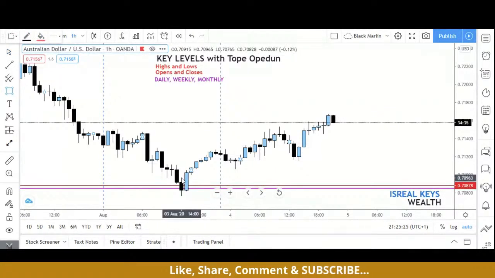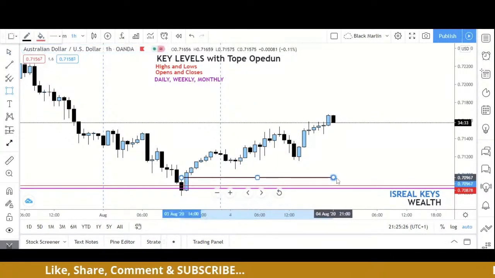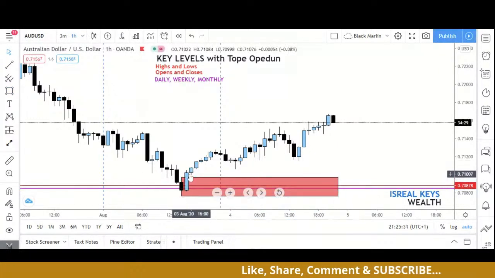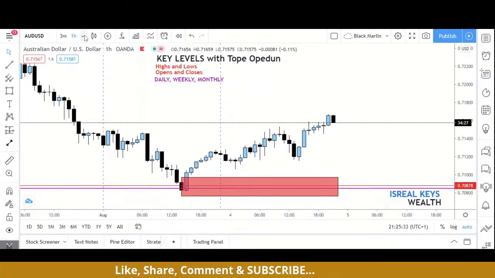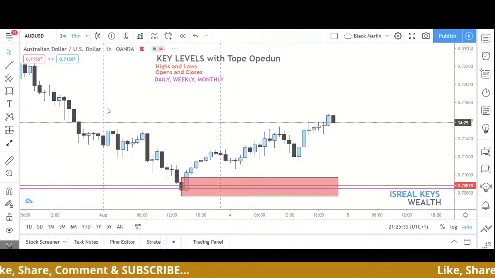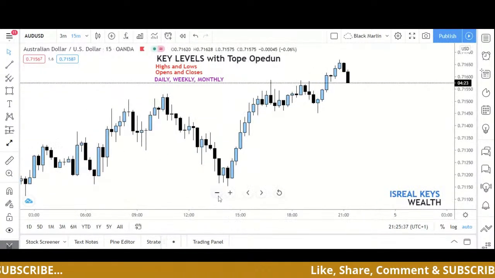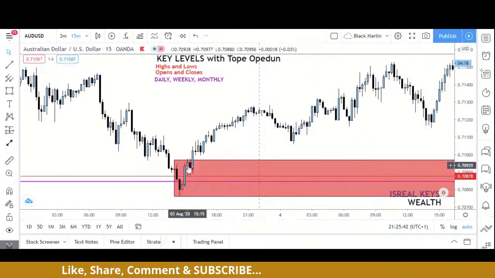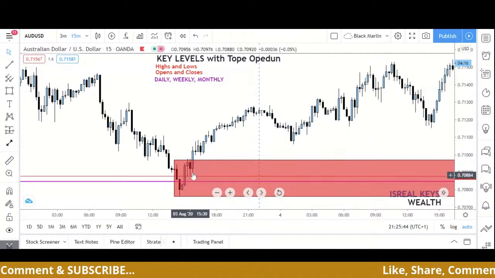It engulfed the previous candle. Okay. So that's a very, very good sign. And then you can decide to look for another entry on the 15-minute. Israel's signature entry loves going to the 15 minutes for entry.